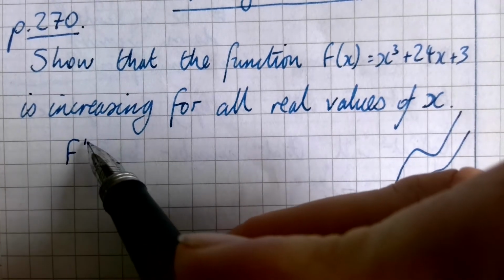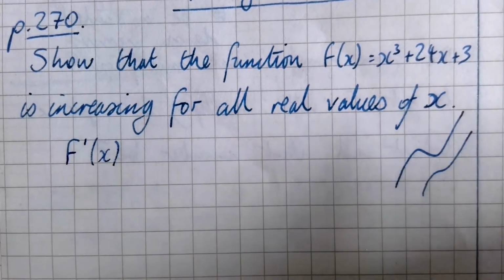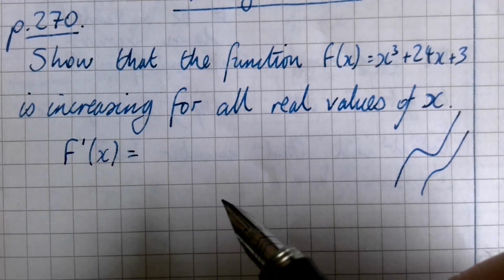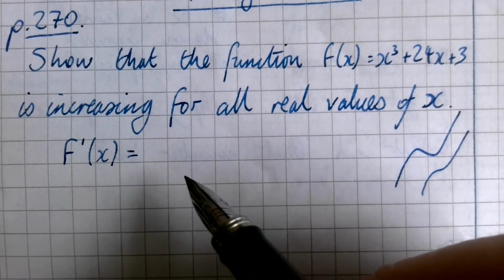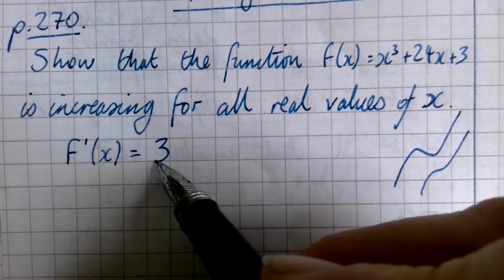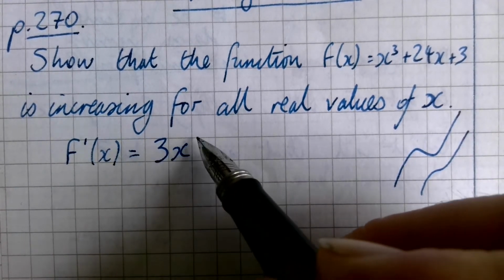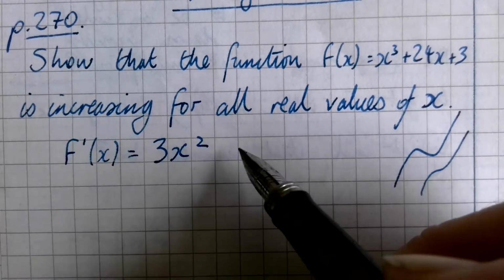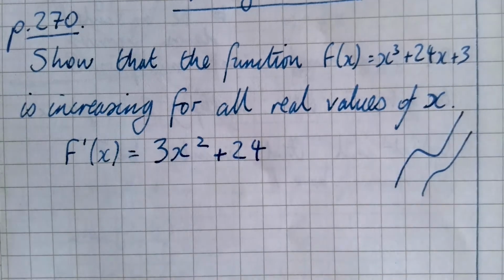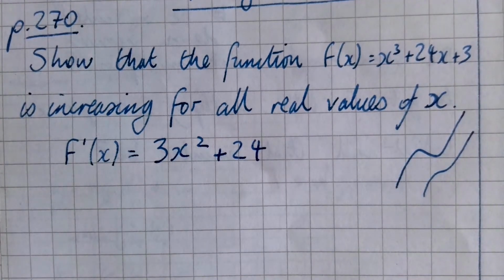So first thing to do is f dash of x, and then you might want to pause it and see if you can check you can get this right, because we should all do this by now. Multiply by the power, drop the power by 1 gives us 3x squared, and the x's, we just drop the x and we drop the number on the end. So we've got 3x squared plus 24.